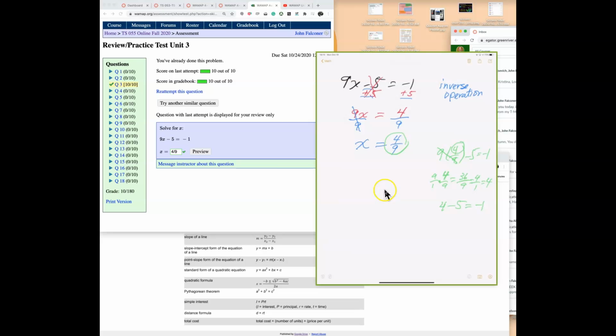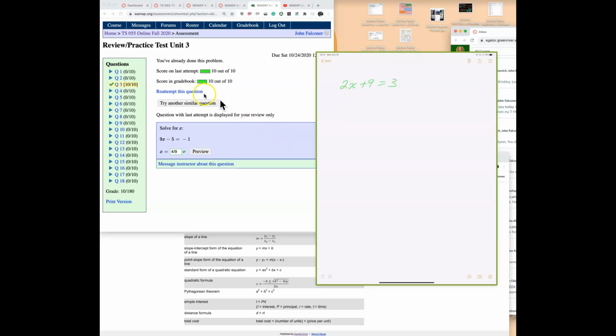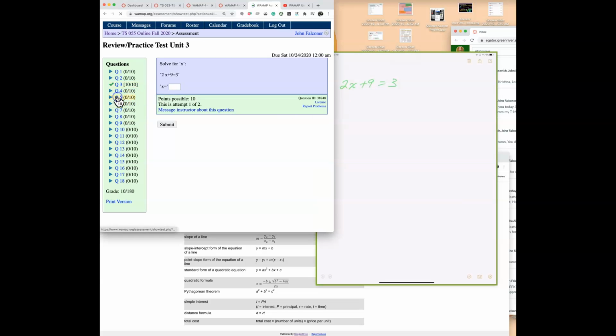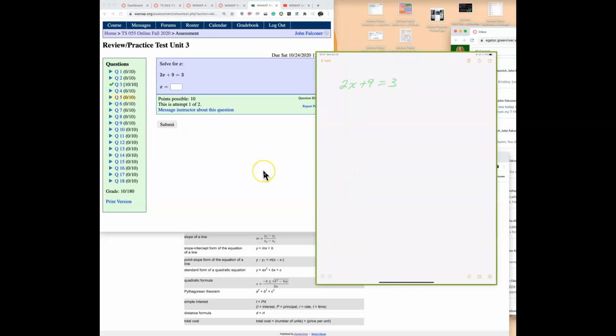So, all right, so I've got another page going. Let's see if I can find it. Okay, Q5. 2x plus 9 is equal to 3. So we're going to apply the same algorithm. And what's happening with the 2x now? 9 is being added to it, right? So we are going to use the inverse operation of addition. Inverse operation. And it's like the opposite.